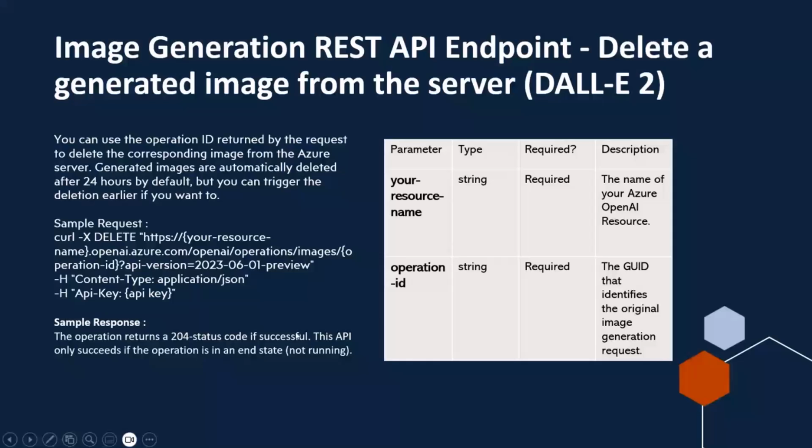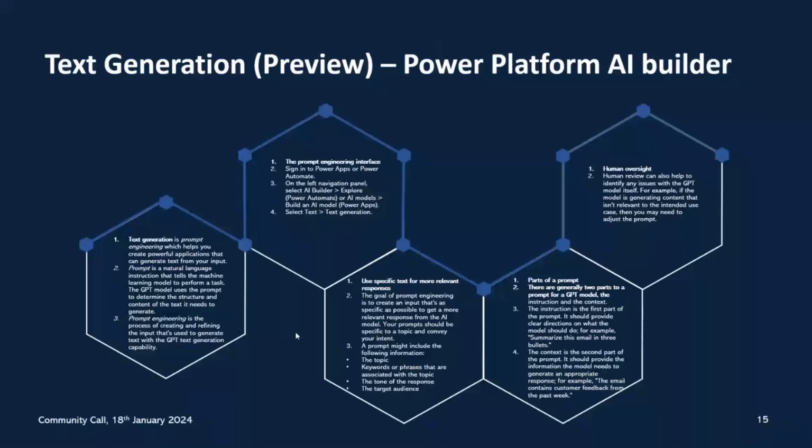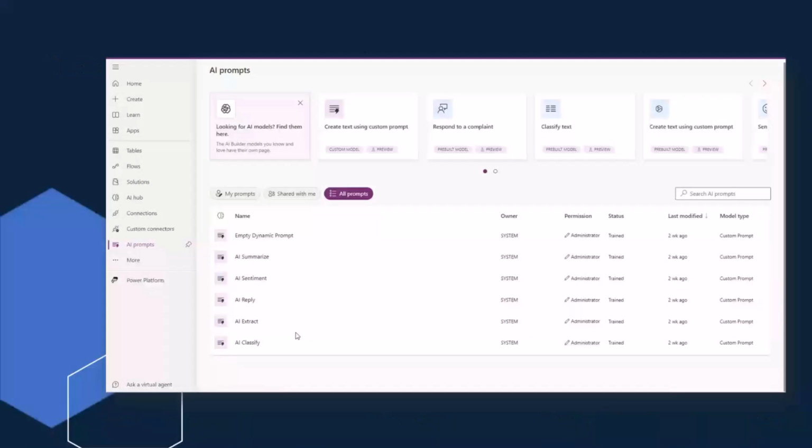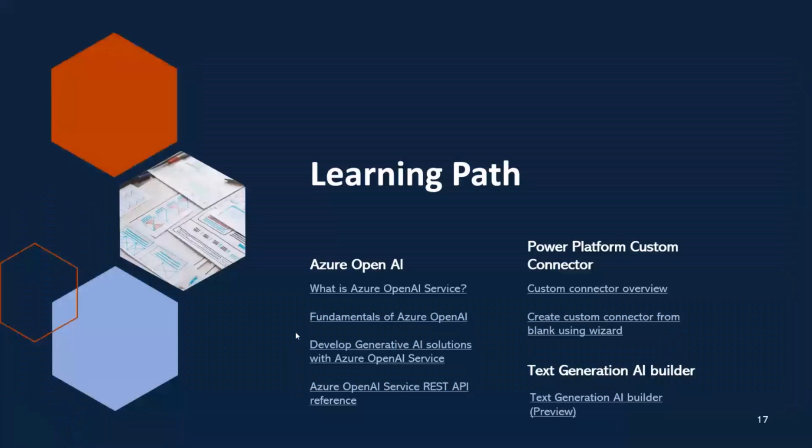You can do a lot of things with Azure OpenAI, and one such part is text generation, which is already part of AI Builder. I won't go into much depth because I think I've already covered my time. But these are the important learning paths from which you can get the DALL-E related information or API related information, which I've used, and custom connectors as well.